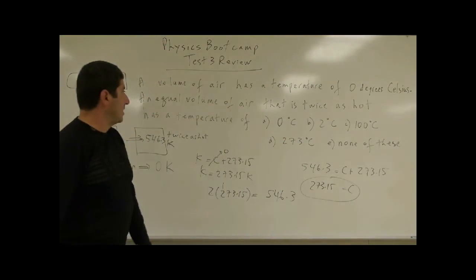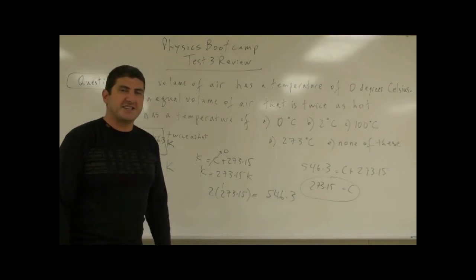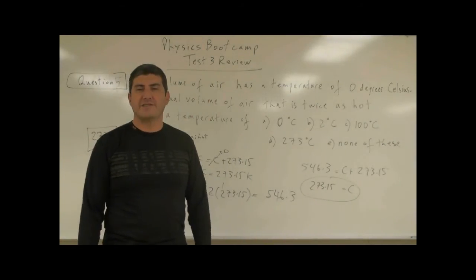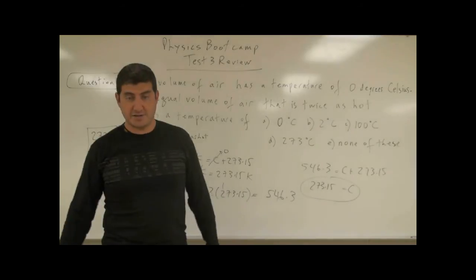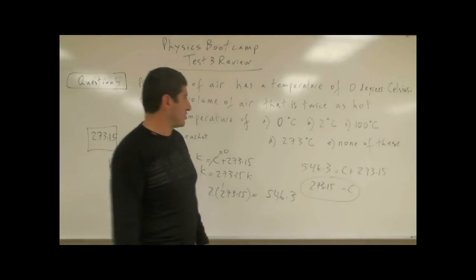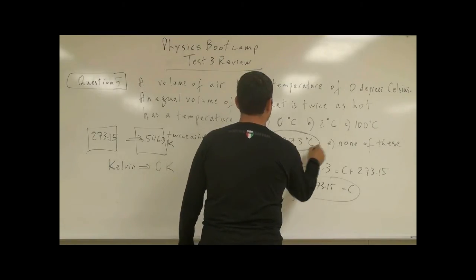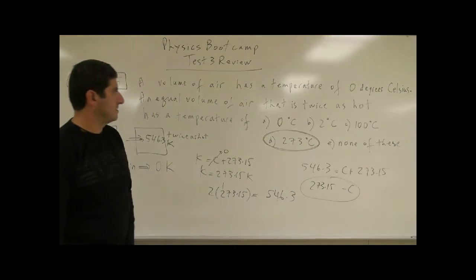Okay? So double 0 degrees Celsius happens to correspond to 273.15 Celsius. Who would have guessed, right? Very, very tricky question. So which of the choices? This is the answer, 273 Celsius, right?